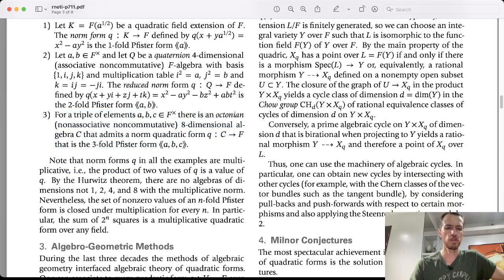Note that the norm forms Q in all the examples are multiplicative, i.e. the product of two values of Q is a value of Q. By the Hurwitz theorem, there are no algebras of dimensions other than 1, 2, 4, and 8 with a multiplicative norm. Nevertheless, the set of non-zero values of an n-fold Pfister form is closed under multiplication for every n. In particular, the sum of 2^n squares is a multiplicative quadratic form over any field.